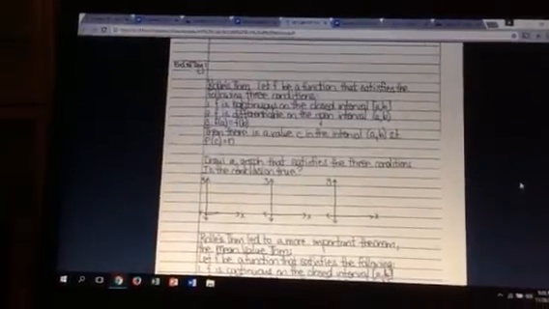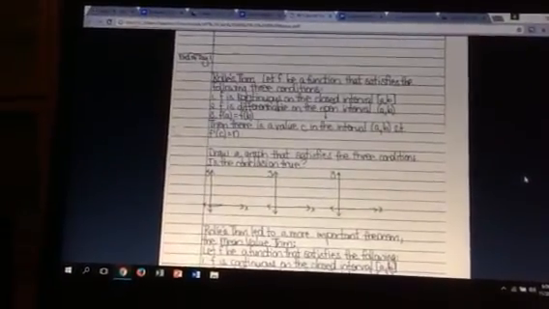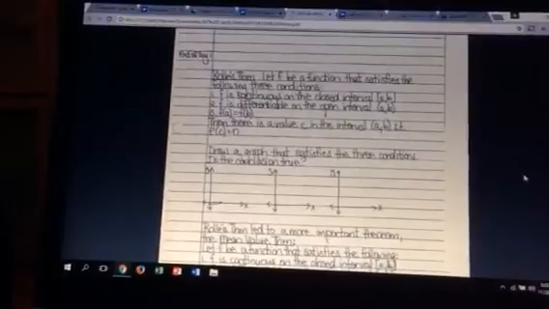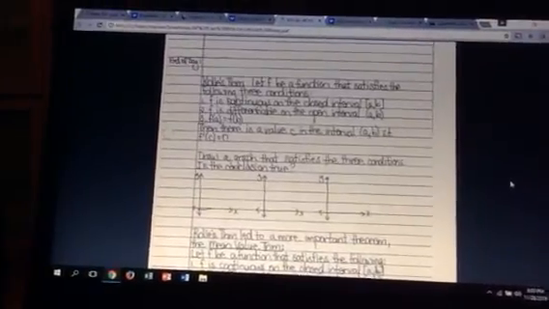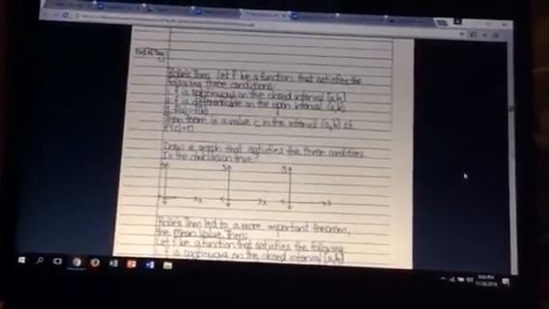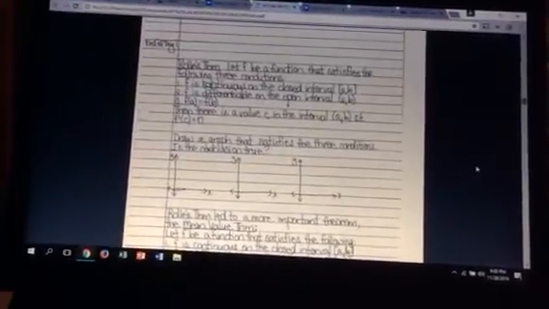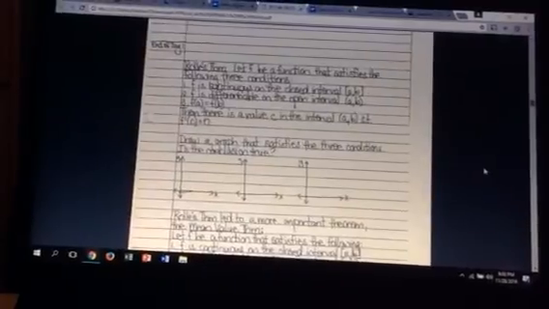So, Mr. Rolle said, let f be a function that satisfies the following three conditions. First, f is continuous on the closed interval from a to b. Second, f is differentiable on the open interval from a to b. And third, the y value at a, f of a, has to equal the y value at b. So the y values at the endpoints of the interval are the same.